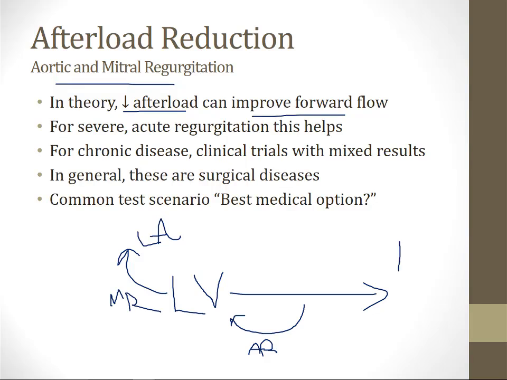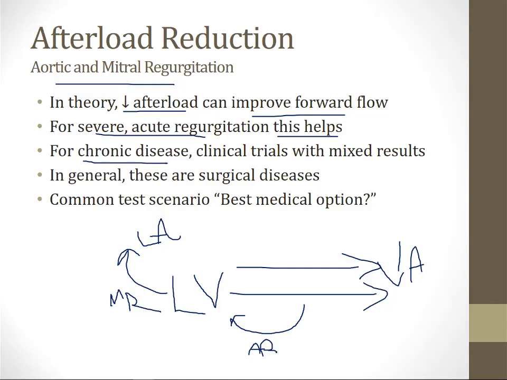So in theory, if you could reduce the afterload out here in the periphery, you might generate more forward flow and less backward flow. In severe acute regurgitation, like what occurs in endocarditis, this sometimes helps until you can get the patient to surgery. So patients who have acute aortic or mitral regurgitation can have a high sympathetic tone, and they can be hypertensive, and we will sometimes bring their blood pressure down to improve forward flow to help get them through the time until surgery can be performed.